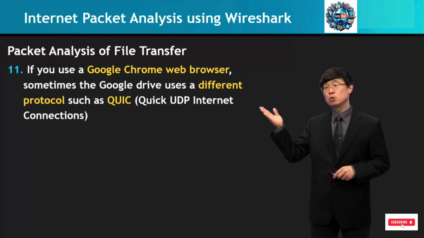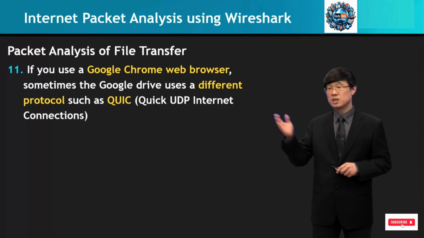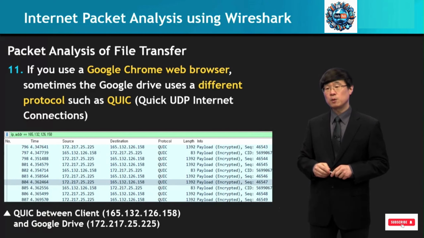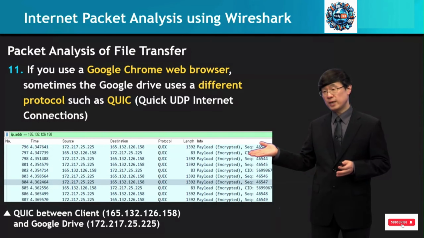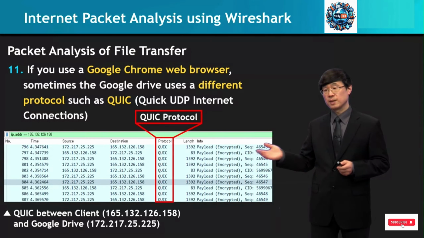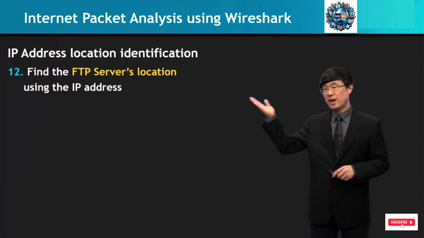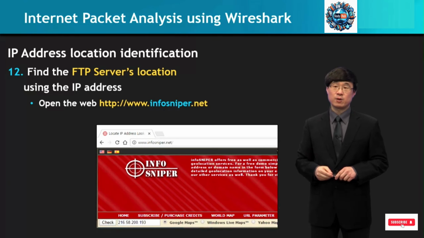Now, if you use Google Chrome web browser, then sometimes Google Drive will use a different protocol such as QUIC, which stands for Quick UDP Internet Connection. For example, if you look at the Wireshark window, you can see that the QUIC protocol was used. Now let's find the FTP server's location using the IP address.